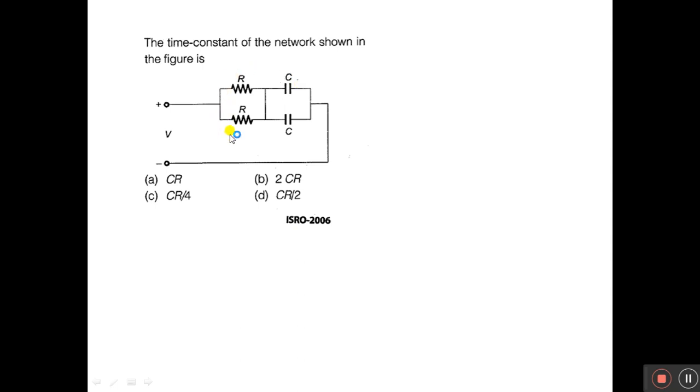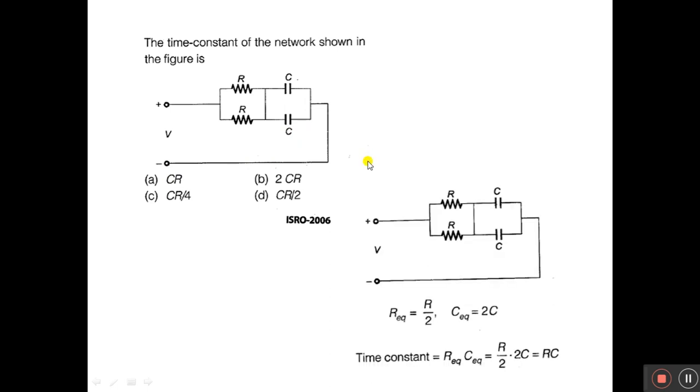So here two resistor networks are in parallel. You can directly say one is R, another is R, so the parallel value is R by 2. And here two capacitors are connected, that is C plus C, that is 2C. So time constant RC: R by 2 into 2C, you can get the answer CR. The values are R by 2 and 2C, so R by 2 into 2C, the 2s cancel, you will get RC. So for this problem, option A is the correct one.